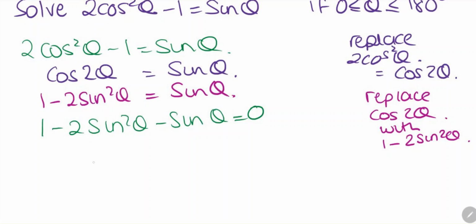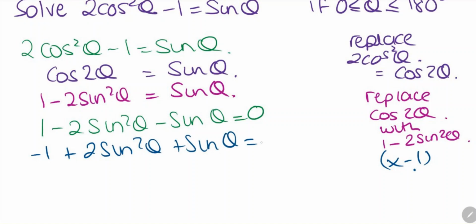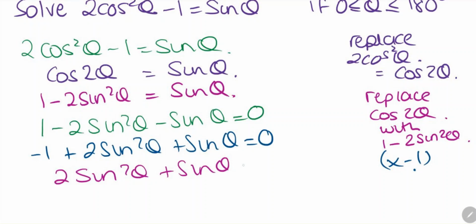Actually, I'm going to multiply by minus 1 first. So this will be minus 1 plus 2 sine squared theta plus sine theta is 0. And then if I rearrange this, I have 2 sine squared theta plus sine theta minus 1 is equal to 0. And now I'm going to factor.